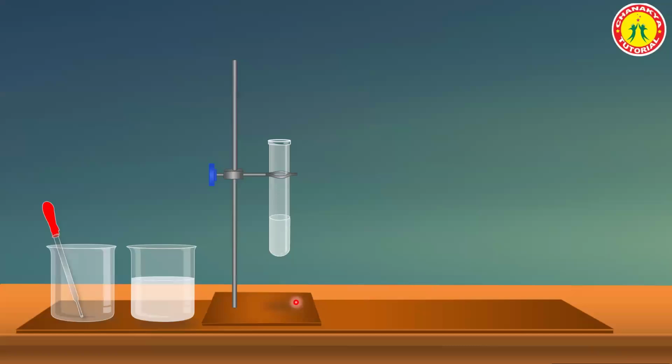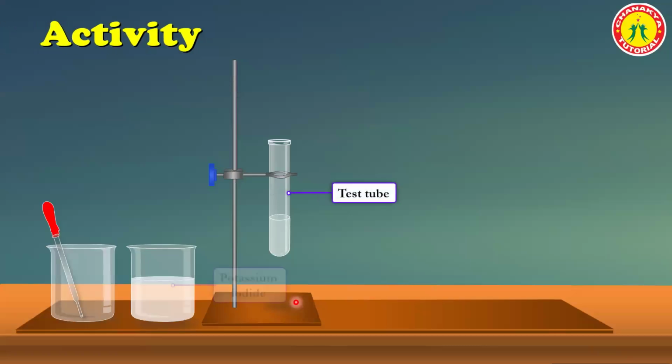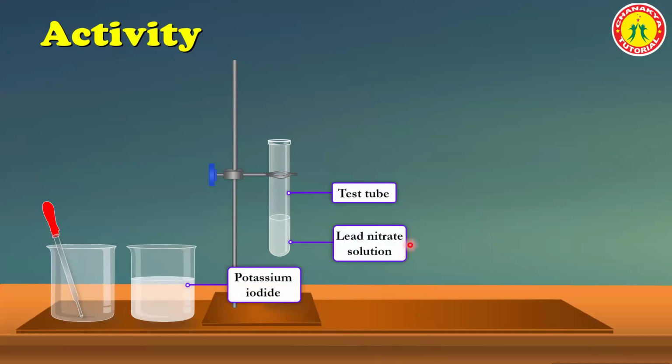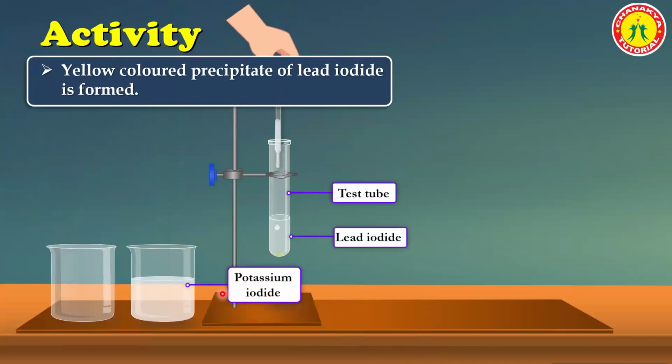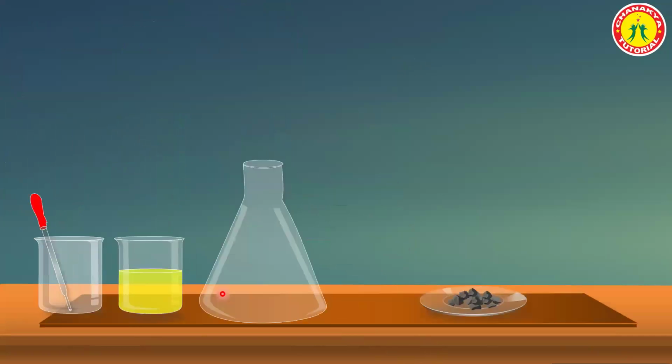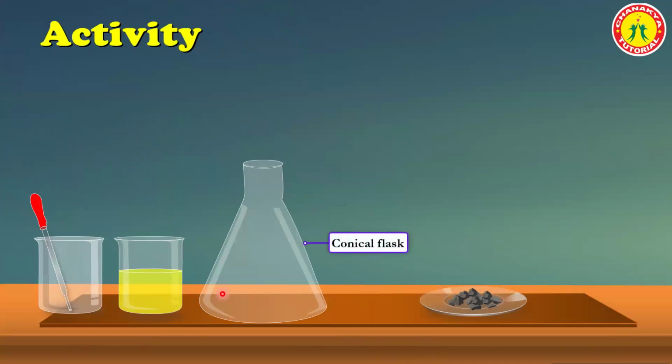So a reaction has taken place between magnesium and the oxygen present in the atmosphere to form magnesium oxide as the product. Now we'll see another example where we take lead nitrate solution in a test tube and also make a potassium iodide solution. We add the potassium iodide solution into the lead nitrate solution. What we observe is that a yellow colour precipitate has been formed.